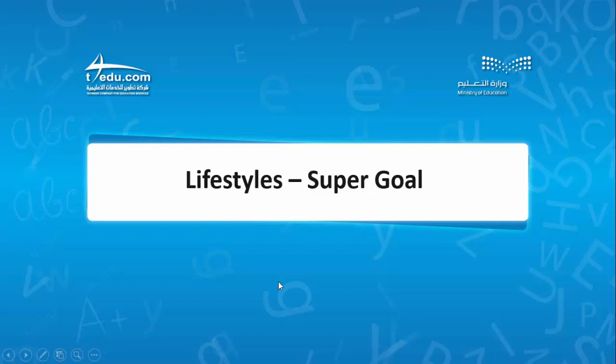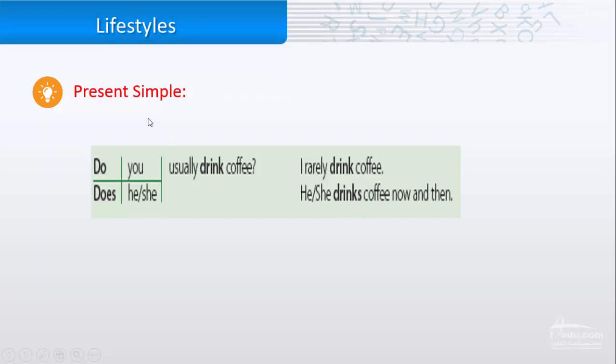Hello everyone. Our model is Lifestyles from the book Super Goal. We will start with the present simple.